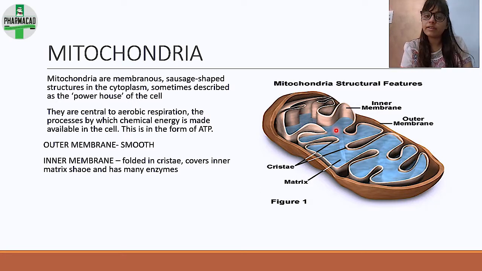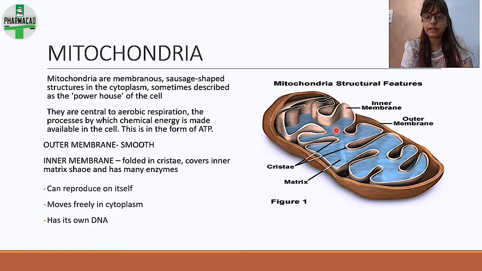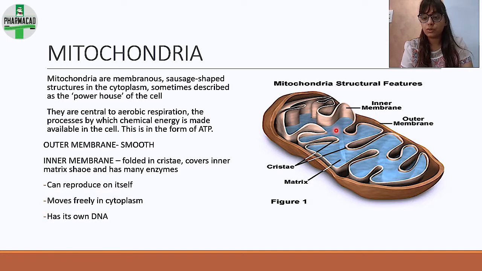Now few facts about mitochondria is that it can reproduce on itself. उसको अगर लगता है कि बॉडी को ज़्यादा एनर्जी का ज़रूरत है, we need few more mitochondrias, it will form a chain of reaction जिससे और एक mitochondria बन सकता है, and it moves freely in cytoplasm. Also, it has its own DNA. This is the main part. The mitochondria is the only organelle which has its own DNA. Nucleus के पास तो है, plus mitochondria के पास है.